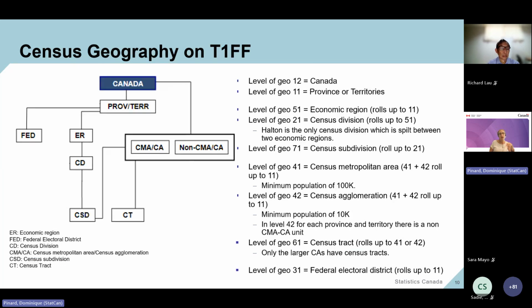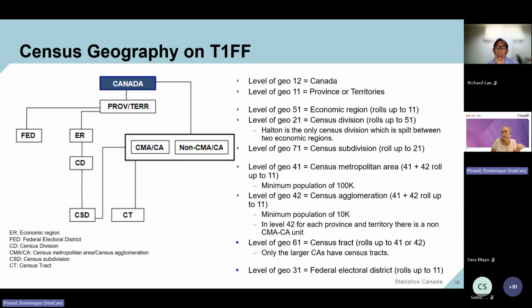In some of the TIFF products, there's a number associated with the level of geography. So this is a slide where I present census geography. And you see on the right side, there's level of geo 12, 11, 51, etc. This is useful if you have access to what we call standard products. I'll talk about that later. Here it's more just for your information. This is how the relationship between the type of geography and the number is made. And so feel free to refer to that.